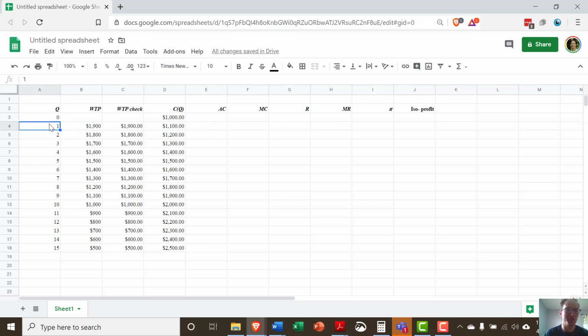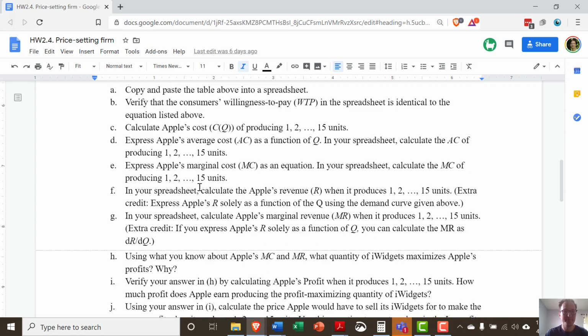Producing 1 unit is going to cost $1,100 because it's going to be the $1,000 plus 100 times 1. And the spreadsheet, whether Google Sheets or Excel, understands that when you drag that down, you always want to multiply 100 times whatever the quantity is. So it would cost $1,000 to design the iWidget and not produce any copies. It would cost $2,500 to design the iWidget and produce 15 copies, and so on.